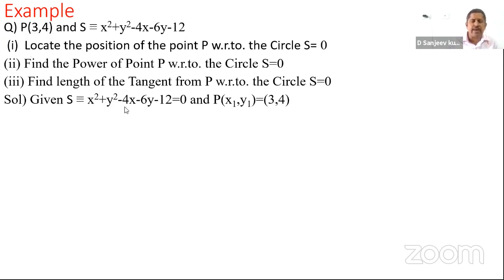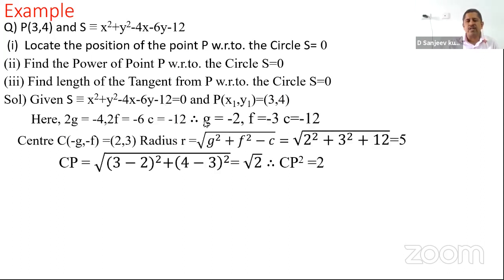So x square plus y square minus 4x minus 6y minus 12. And what is the point given? (3, 4). So what is the value of 2g? Minus 4. 2f is minus 6, and the value of c is minus 12. From that, you can get the values of g, f, c. Once you get them, what is going to be the center? The center we know as (-g, -f). So g value is minus 2, f value is minus 3, so the center is going to be (2, 3).